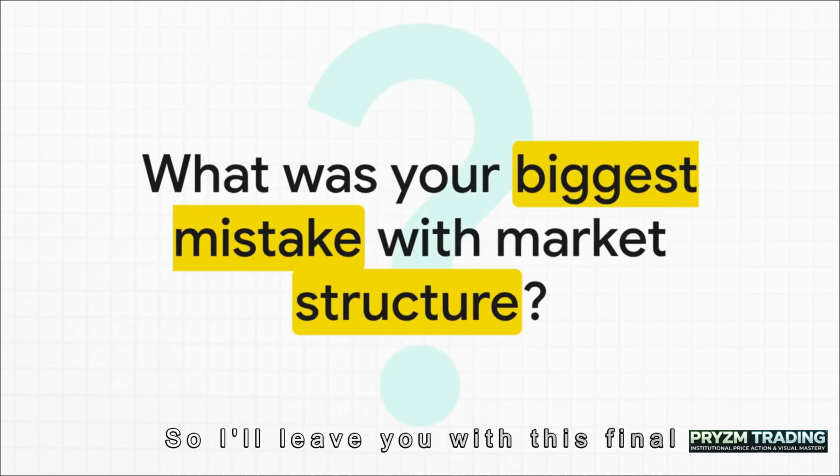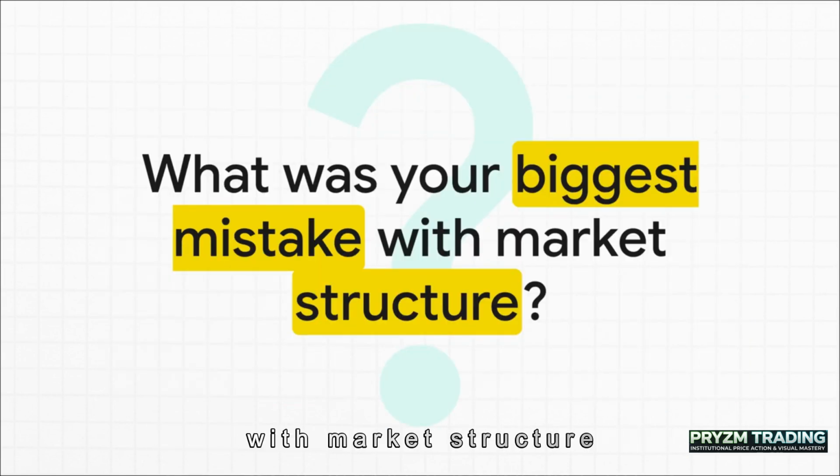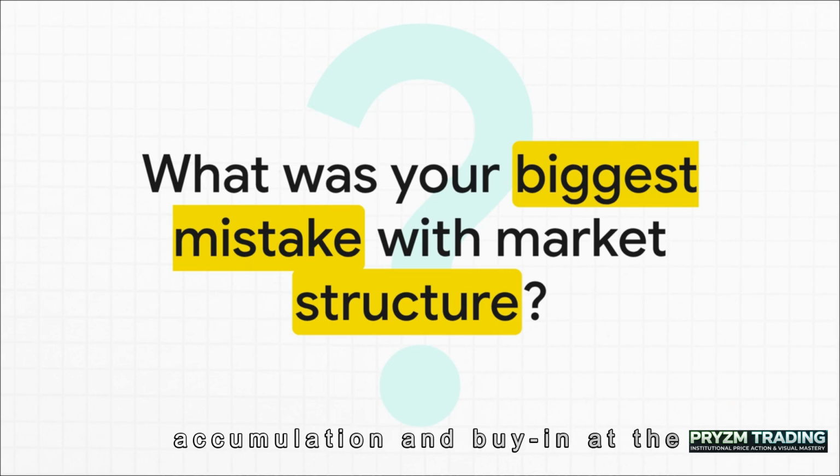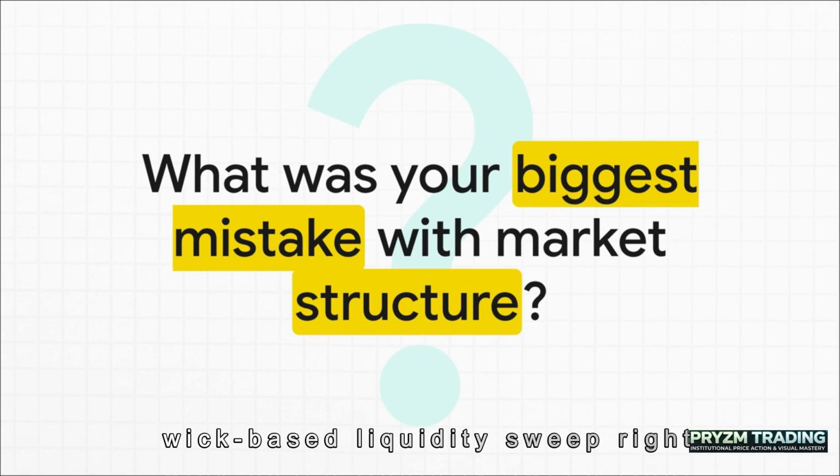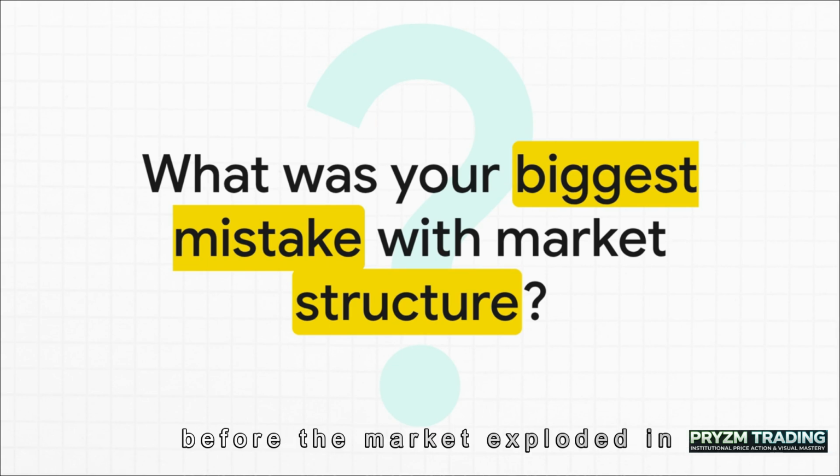So I'll leave you with this final thought. What was your biggest mistake with market structure? Was it trading the noise of the minor trend? Did you mistake distribution for accumulation and buy in at the absolute top? Or did you get shaken out by a wick-based liquidity sweep right before the market exploded in your direction?